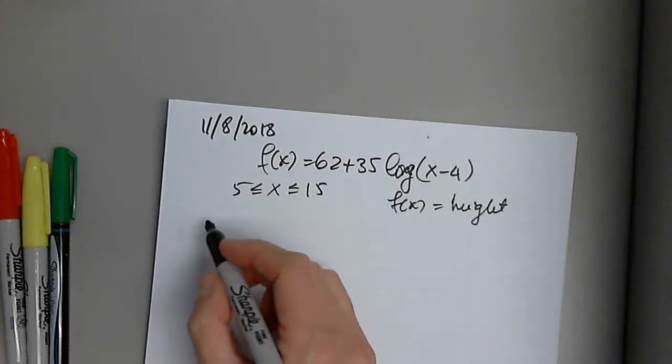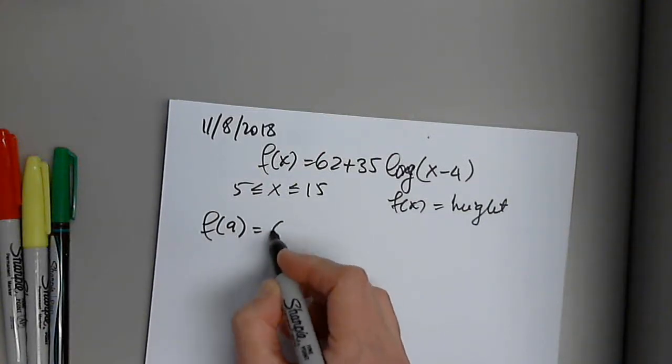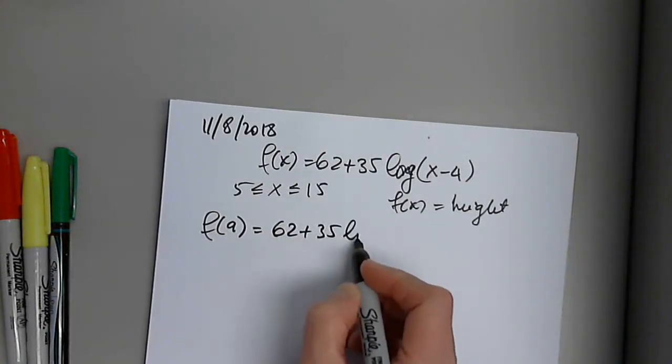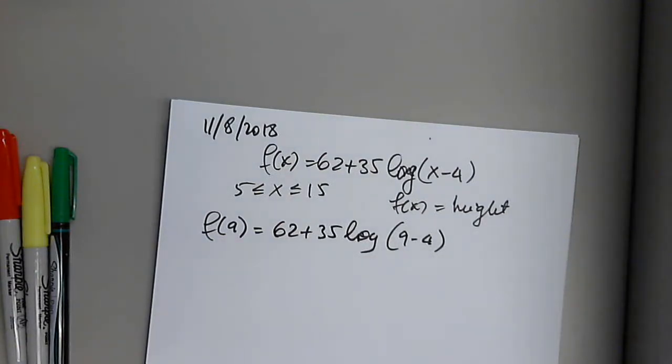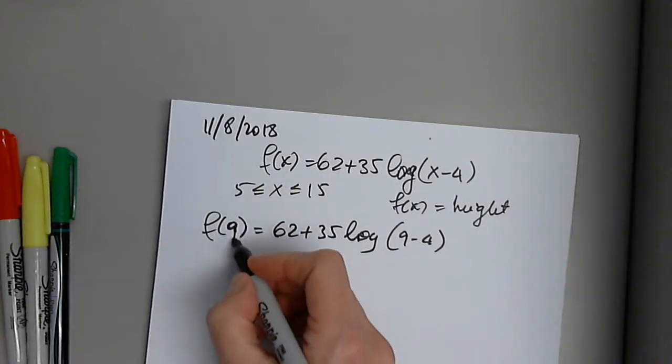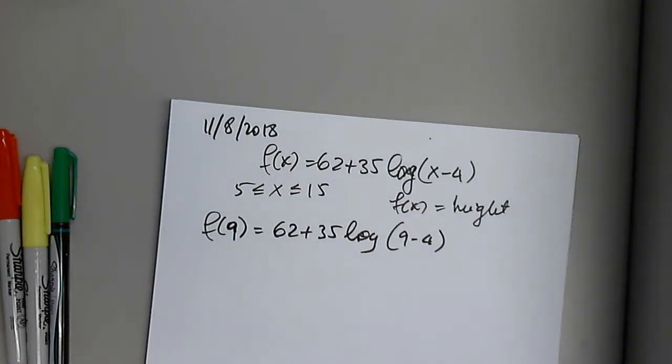Is find f of 9. And 62 plus 35 log 9 minus 4. I thought it was H9. It is. Oh, yeah. Oh, yes, of course. You're right, of course. So let's plug it in.